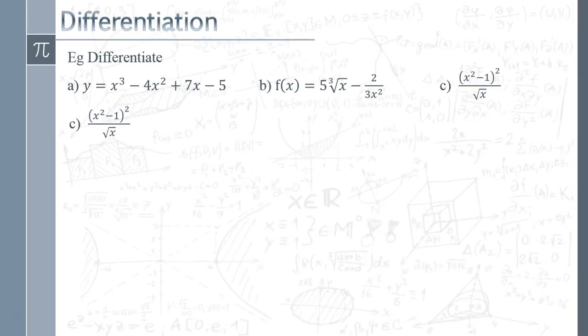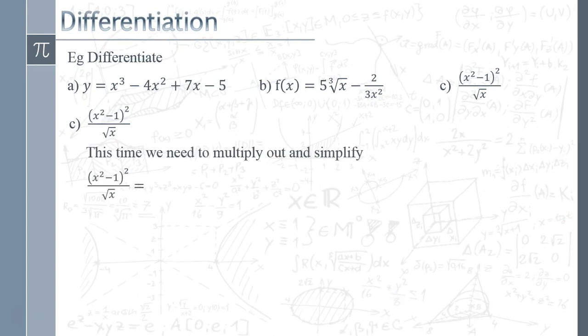Moving on to part C, we've got brackets here. So what we're going to do is multiply out the top and then do a whole bunch of tidying up. So here we go. Multiply out the top, we've got x to the power 4 minus 2x squared plus 1, just expanding that bracket, and the root on the bottom written as x to the power half.